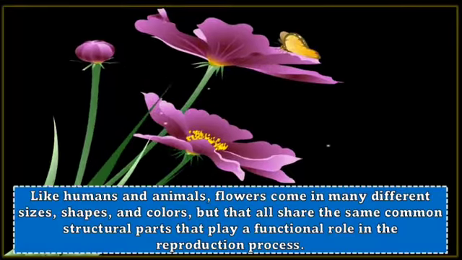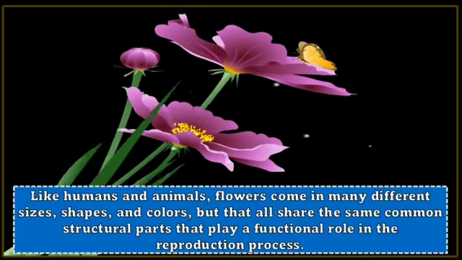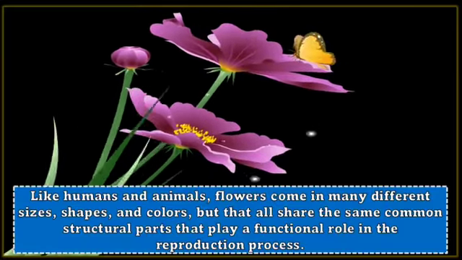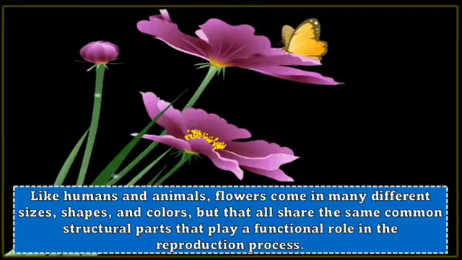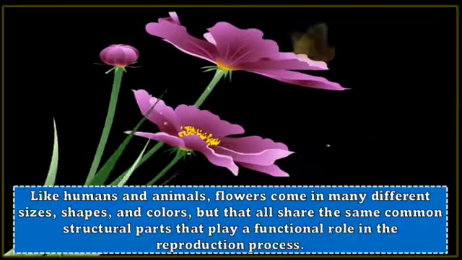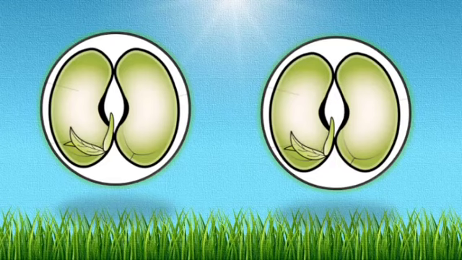Like humans and animals, flowers come in many different sizes, shapes, and colors, but they all share the same common structural parts that play a functional role in the reproduction process. Plants carry out reproduction in many ways, such as from seeds, spores, or other plant parts. So in other words, there are several ways or modes by which plants reproduce their offspring.